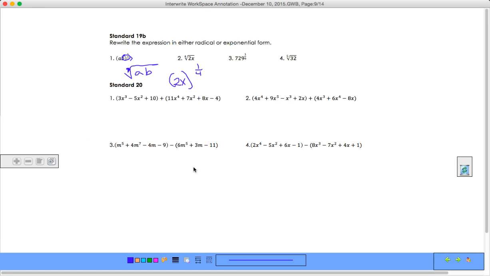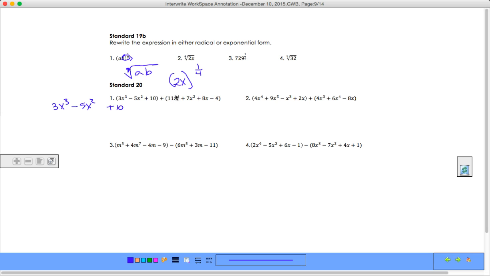Then we get down here and we're adding and subtracting polynomials. So I will do one of each with you, starting with adding. I'm going to rewrite this so I have a little bit of room. I have 3x to the 3rd minus 5x squared. I'm going to leave a little bit of space and put plus 10x, or sorry, plus 10, in case I have just an x to the first power that I need to line up.